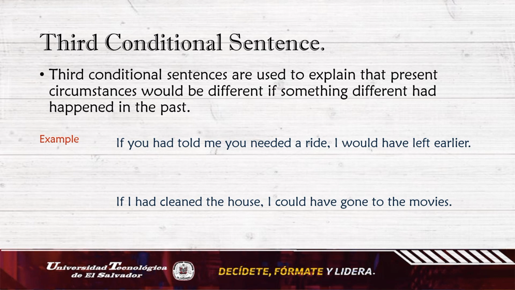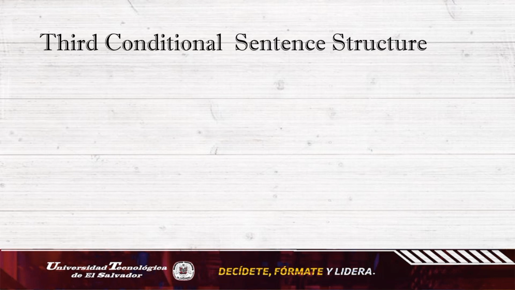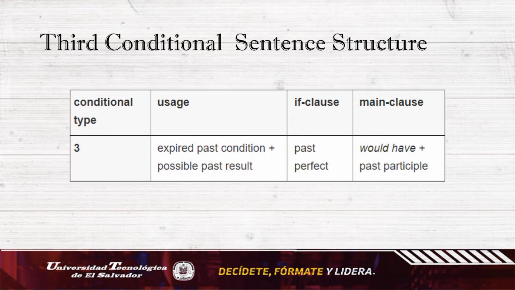Note that when using the third conditional, we use the past perfect in the if clause. The modal auxiliary in the main clause expresses the theoretical situation that could have happened. In the following chart, you could see the structure of third conditional.